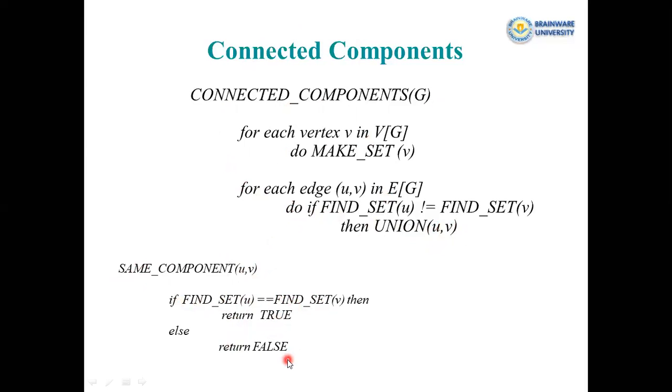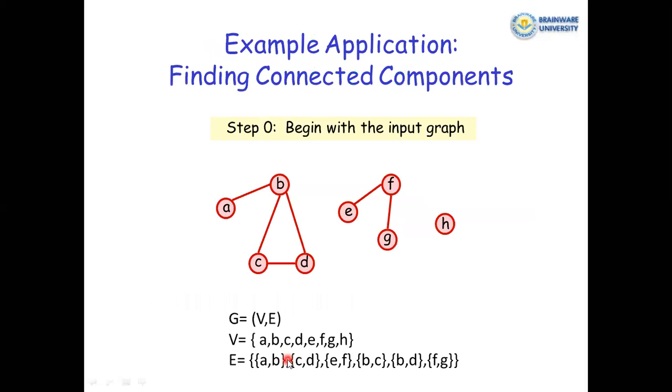If not, then it will return false. So let's take one example. You can see the graph is given: this is one connected graph, this is another connected graph, and this is another graph with only a single vertex. Beginning with this input graph, this is the inputted graph.